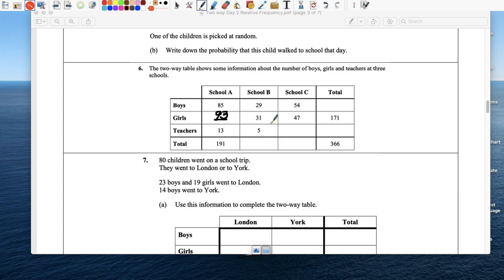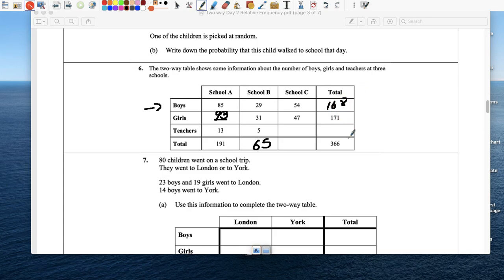This one is just adding, right? 29 plus 31 plus 5, and we get 65. Some of these can be really silly. Let's go across on the boys and find the total of boys. 85 plus 29 plus 54, that gives us 168.